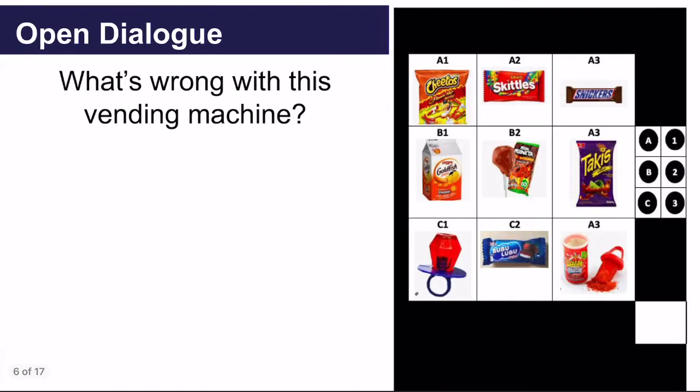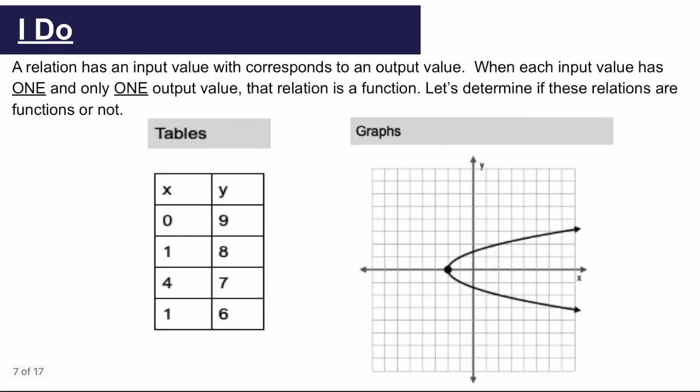So let's go ahead and take a look at our I do. So a relationship has an input value corresponding to an output value. All right, so that's just a fancy way of saying for every x value, there's exactly one y value. For one specific domain, there's one specific range. Each input value has one and only one output value. That relationship is a function. Let's determine if these are functions or not.